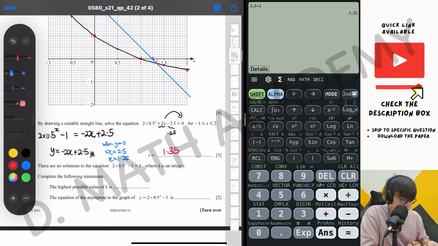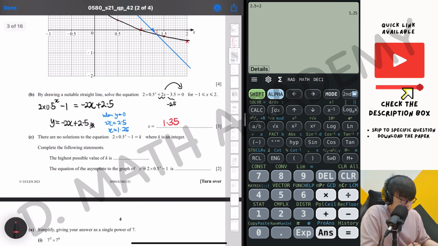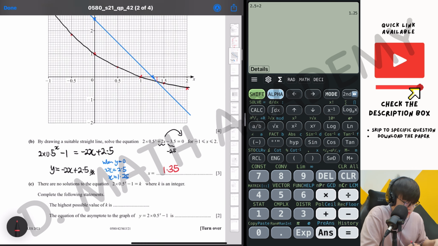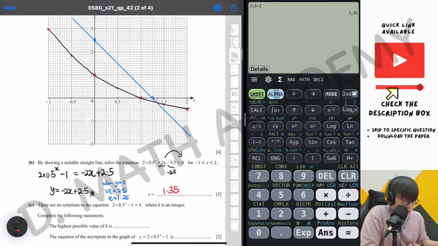Moving on to part C, they say that there's no solution when it is equal to k. k is an integer. Find the highest possible value of k. So let's have a look at the graph. There is no solution that they mention here. So what's the highest possible value?